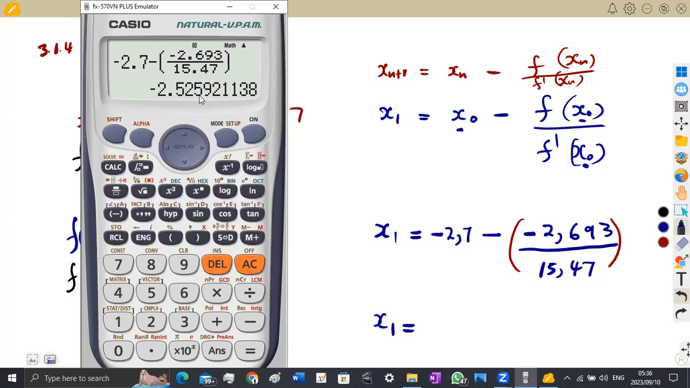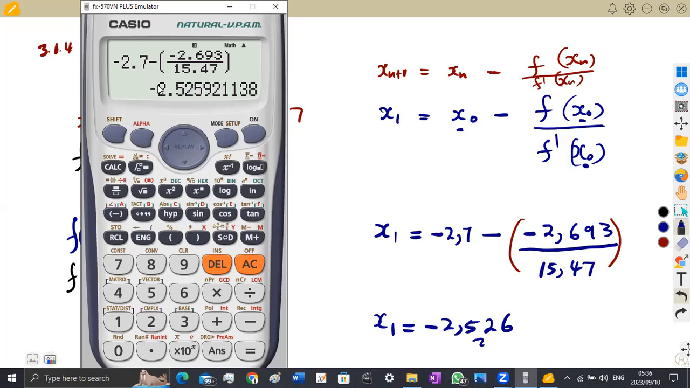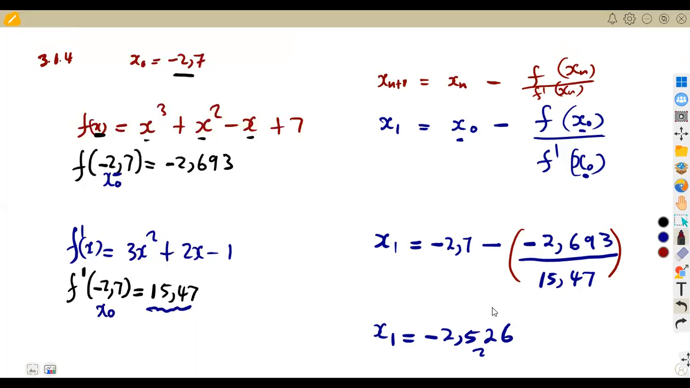The 9 is going to change this 5 into a 6. So it's going to be negative 2,526. So that's negative 2,526 in this case. All right. So that's how you apply your calculator. In this case, that's how we simply use our calculator to simplify this whole situation that you're given.